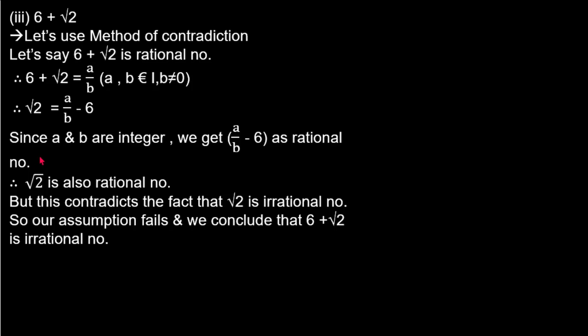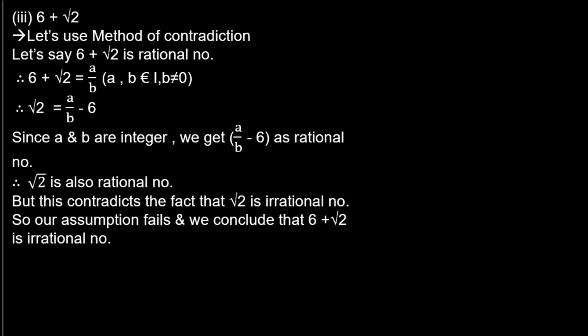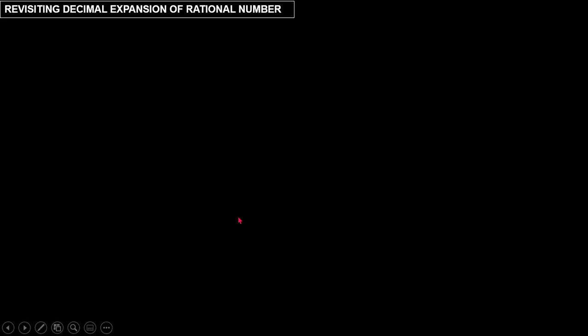Represent it as a by b. Just take out whichever root is common and then say that a and b are integers and just fail our assumption by contradiction and say that the given statement is true. So these are the steps which we have been following all this time. Let us move on to the next concept.